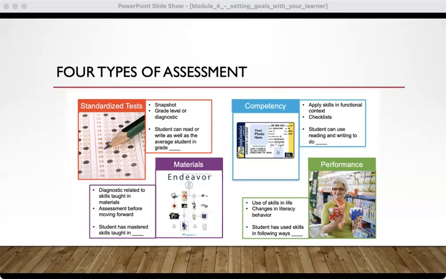Competency-based assessment is best summed up with the sentence, the student is able to use his or her reading and writing skills to perform the following functional tasks, and then list the tasks.